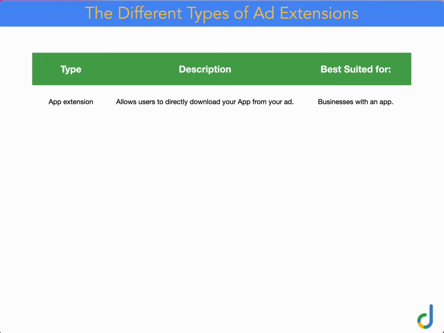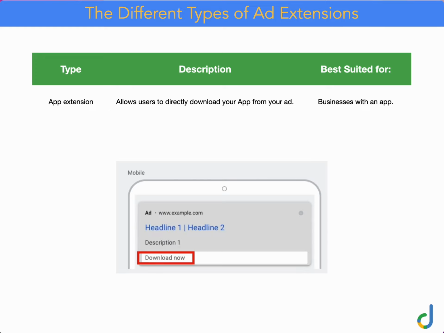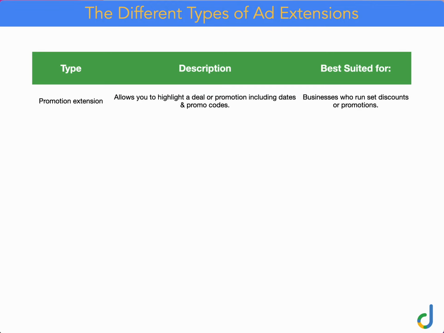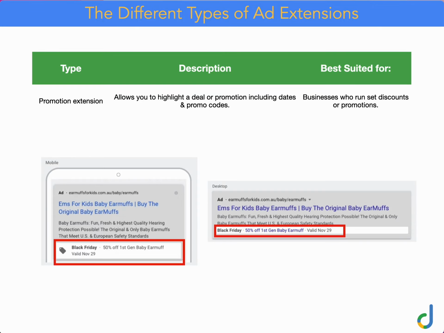App extensions, this one obviously makes sense. If your business has an app, you can put a "download our app right now" extension. Promotion extensions allow you to highlight a deal or promotion, including dates and promo codes. So if you've got Black Friday coming up, you can go through and add in that promotion extension.